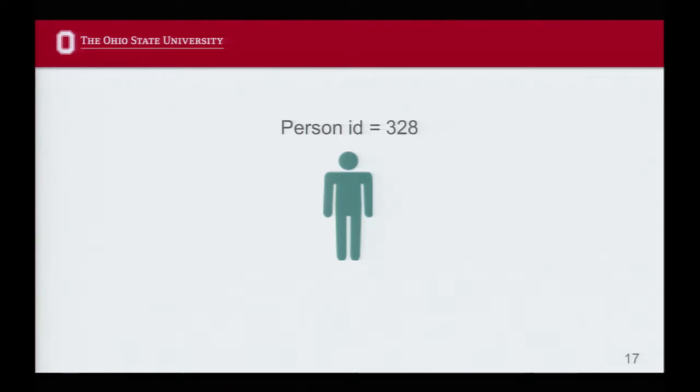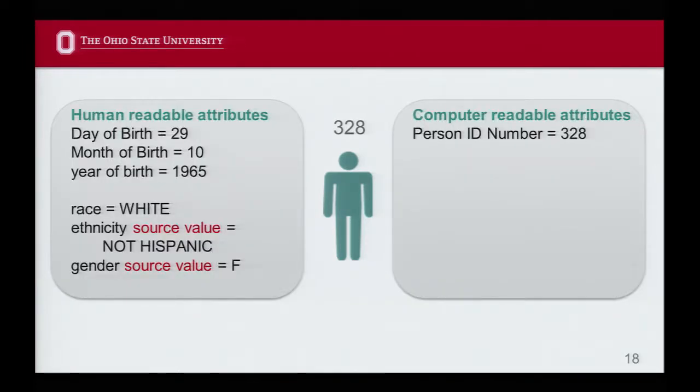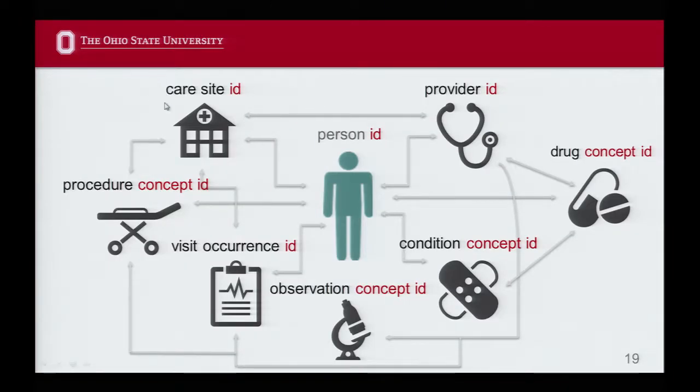Now, computers like numbers. So in addition to our human-readable information, we also have a number here. This is very much like the index number in your Excel spreadsheet, but this is what tells the computer the relationships. So they look for these index numbers, and that's what connects the relationships for the computer. And so everything has an ID, and that's what the computer uses to make these connections.